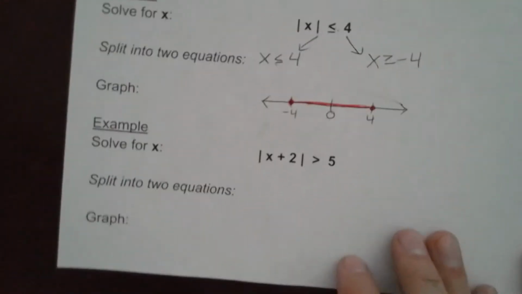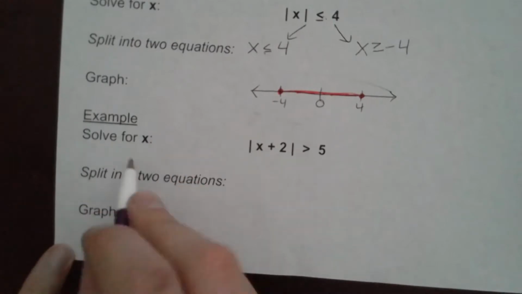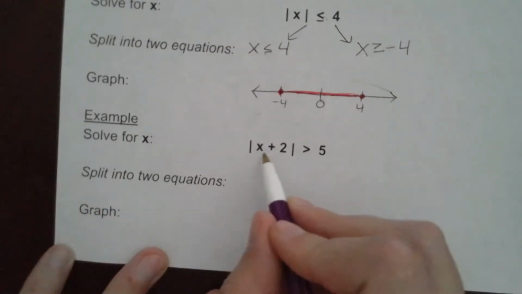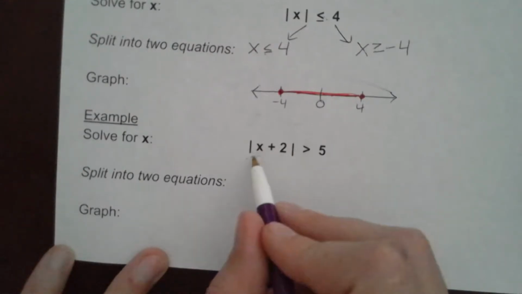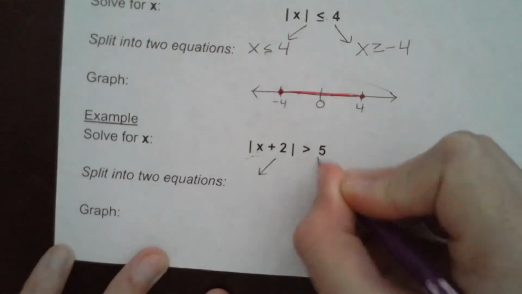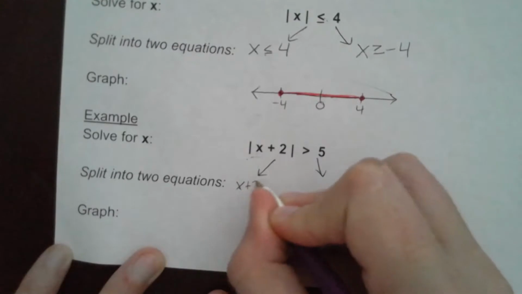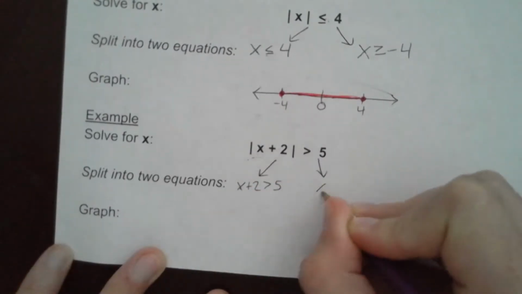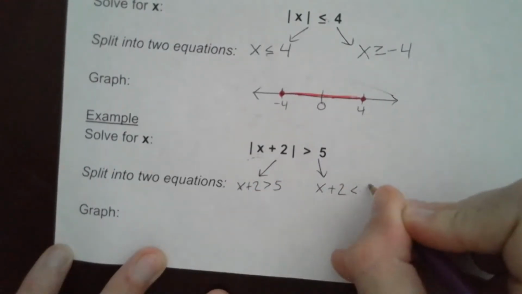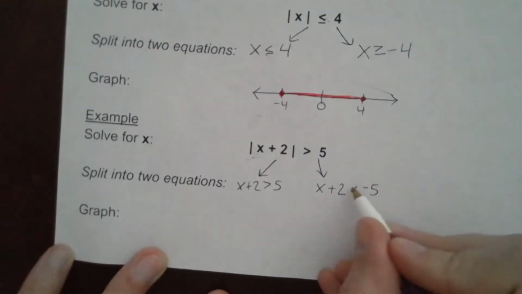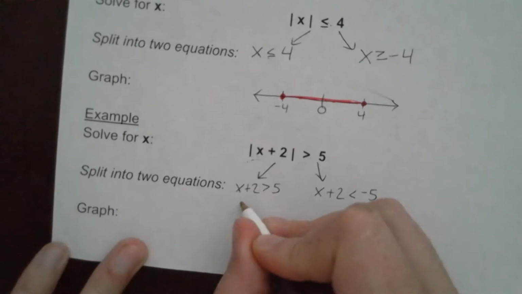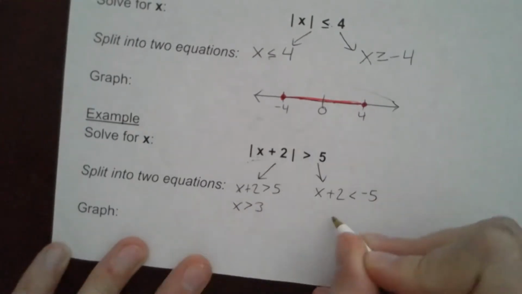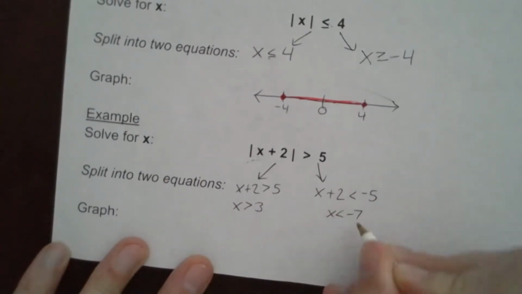Alright, let's try another one. Again, solve for x. We have the absolute value of x plus 2 is greater than 5. We have our absolute value all alone on this side. So we can split that into two equations. We get x plus 2 is greater than 5, or x plus 2 is less than -5. Again, we flip that sign and we flip that sign. And we get x is greater than 3 and x is less than -7.